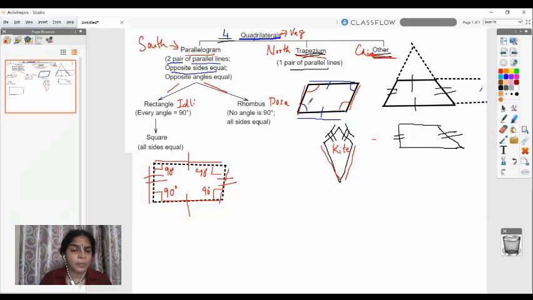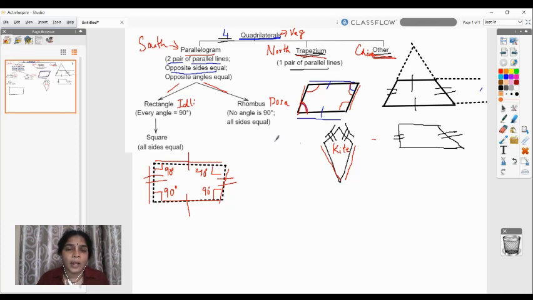When that comes into a parallelogram, it becomes a rectangle. In a parallelogram, we already had opposite sides equal and opposite angles equal. Now in a rectangle, one more extra quality comes into the picture, that is the 90 degrees. Every angle inside is 90 degrees.